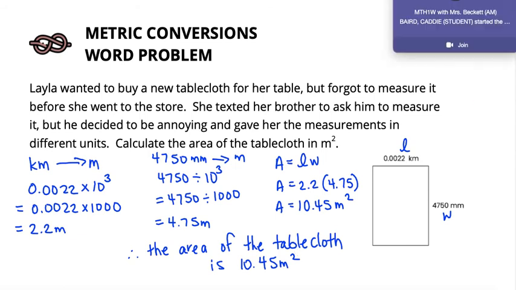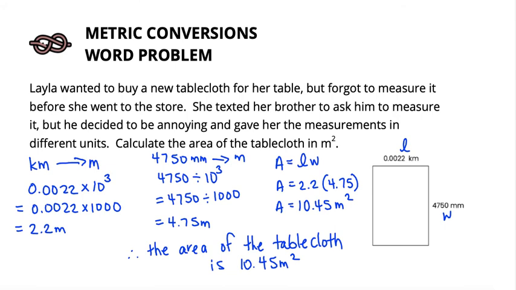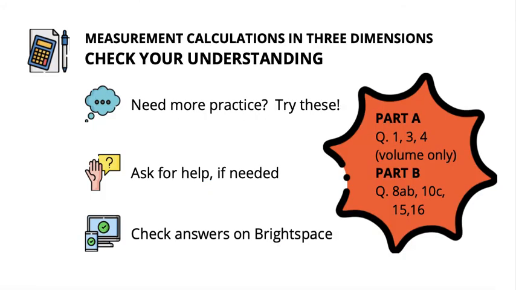If you feel like you need some additional practice for volume, some of you might be ready to get started on the assignment right away. You can. Otherwise, you're going to take a look at the Check Your Understanding questions. You're going to look at Part A, 1, 3, 4. Just do the volume only for 3 and 4. This worksheet also takes a look at surface area, which we'll be looking at in a future lesson, but just focus on working on volume. And then Part B, for some more word problem or composite shapes, you're going to take a look at question 8, A and B, 10C, 15, and 16.